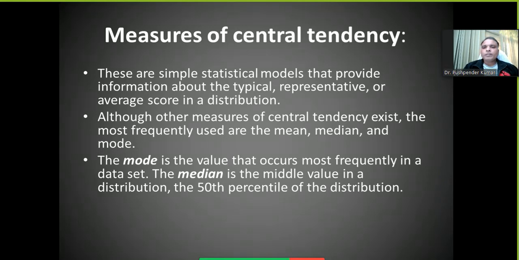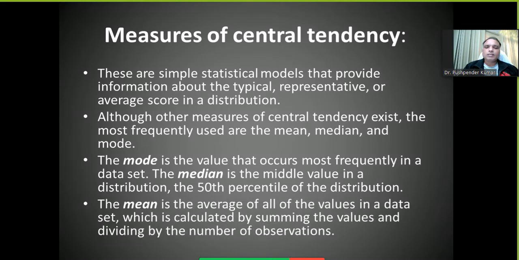So the mode is the value that occurs most frequently in a data set. The median is the middle value in a distribution, the 50th percentile of the distribution. On the other hand, the mean is the average of all the values in a data set, which is calculated by summing the values and dividing by the number of observations. I hope now you understand.